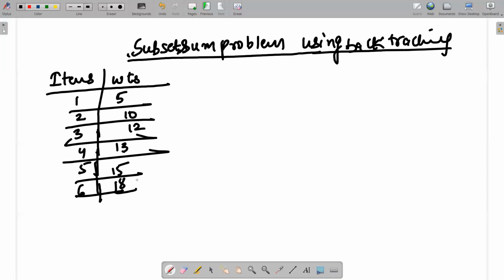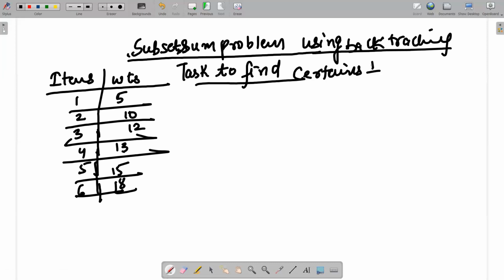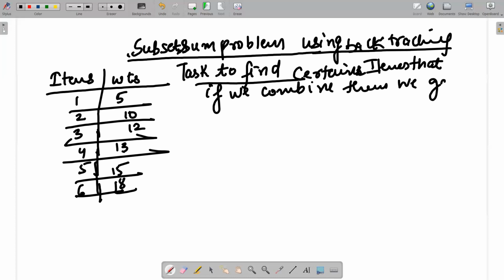Now in this process, we have a particular task. The task is to find certain items that, if we combine them, we get weight equal to 30. So it means we have to find out those items which when combined, the weight becomes 30.